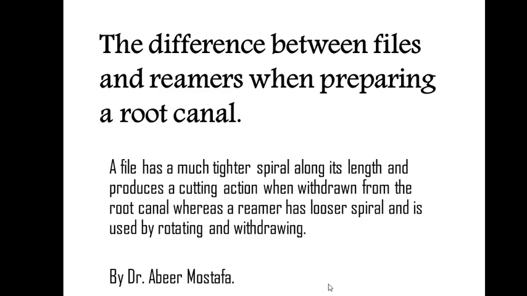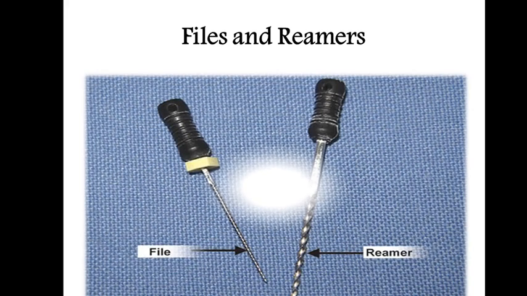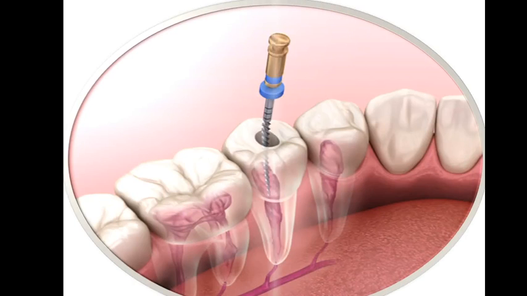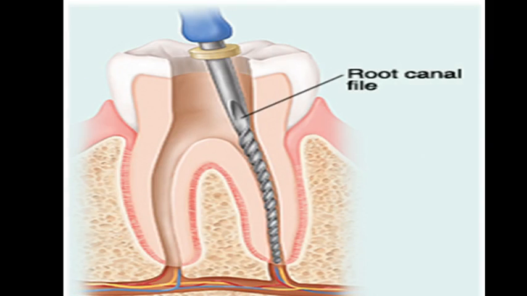Okay, let's go next. This is the shape of the file and the reamer, the difference between them. This is how they look. This is a file, and this is the canal. Inside the canal, can you see, this is the root canal file inside a canal of a molar.